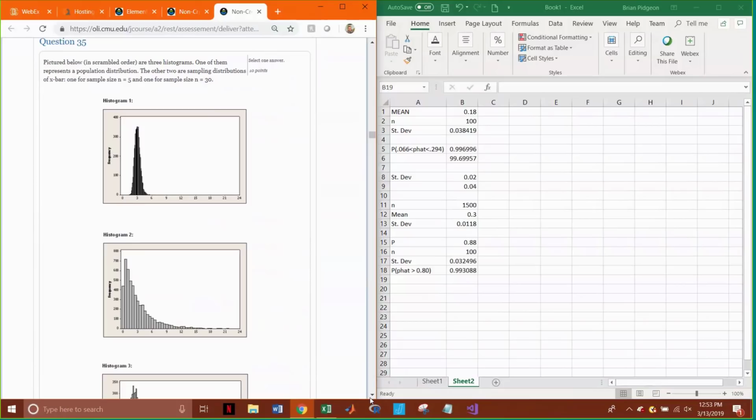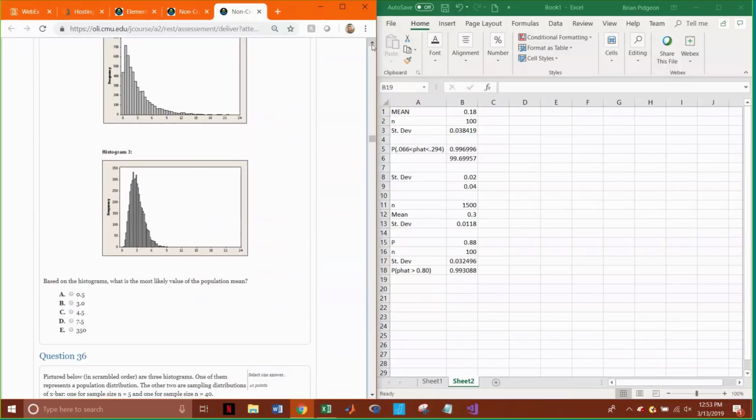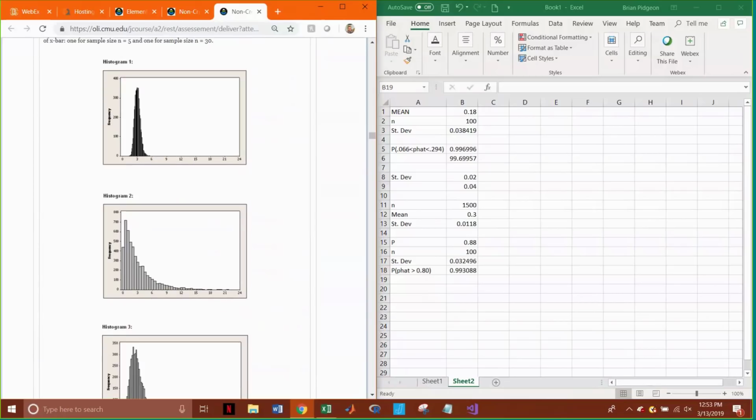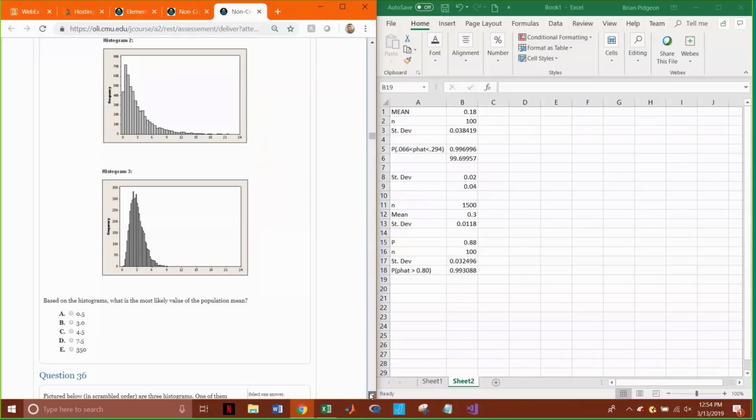So we have three distributions here. One is the population, and the other two are sampling distributions for size 5 and size 30. And I think what it wants us to do is estimate the population mean. Well, all three distributions are going to have the same mean. So my piece of advice is, knowing that they're sampling distributions, they have the same mean as the population. So regardless, they're all going to be centered at the same thing. So look at the one that's most normal. It's centered at 3. All of them are going to be centered at 3.